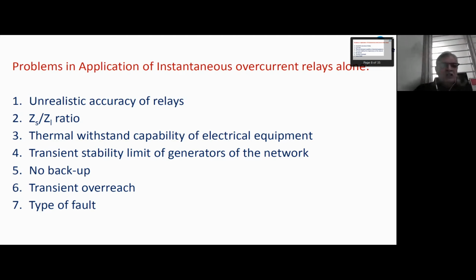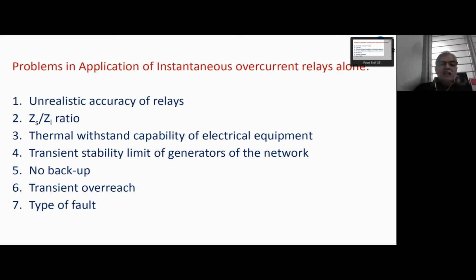Accuracy will be lost in numerical relays. Half cycle algorithm is there. 3 sample algorithm is also there. So within 3 milliseconds, the fault can be sensed or identified. But then you are not taking advantage of thermal withstand capability of electrical equipment.